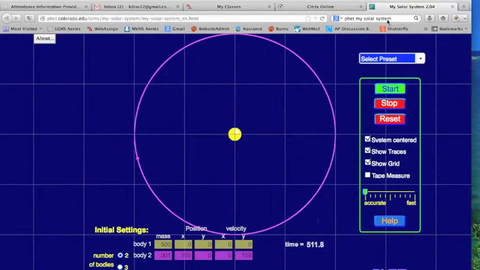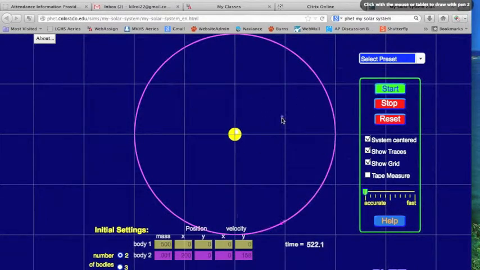What I have is an online software program called My Solar System. If you just Google what you see up here in my search bar, it'll come up if you want to play around with it on your own. We are going to use this to make some predictions and build some different systems using the force of gravity.